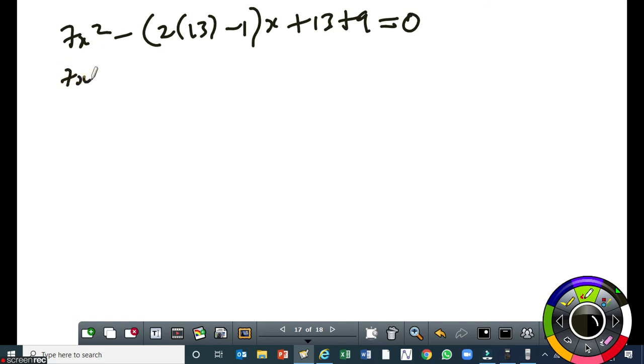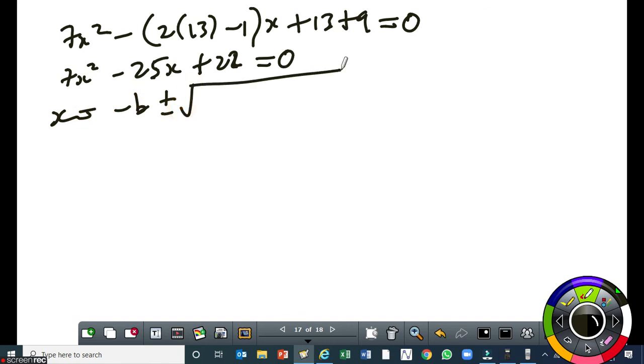So we get 7x squared, that's 26 minus 1 gives me 25. So we end up having minus 25x. Then 13 plus 9 will give me 22, so plus 22 equal to 0. Now my suggestion, don't try to factorize, just use the quadratic formula. So I'll say x equal to minus b plus or minus the square root of b squared minus 4ac.